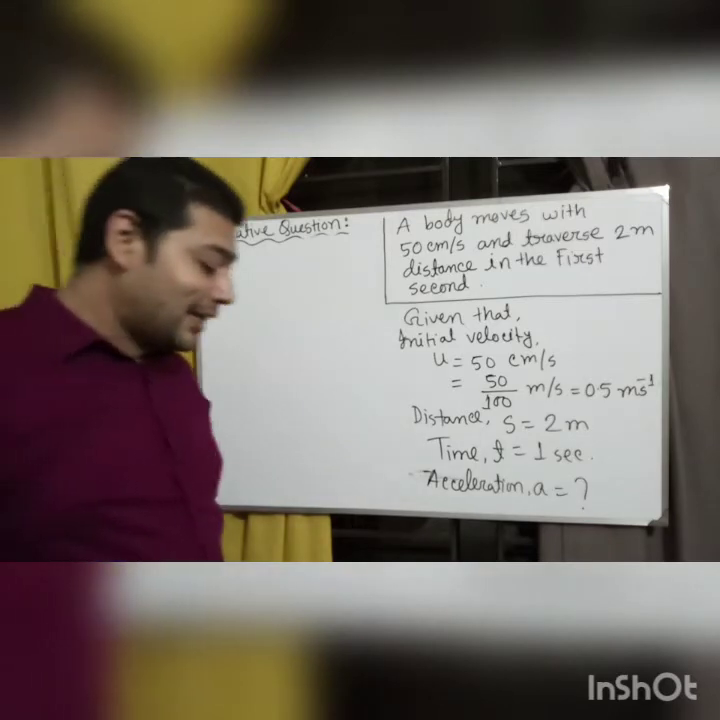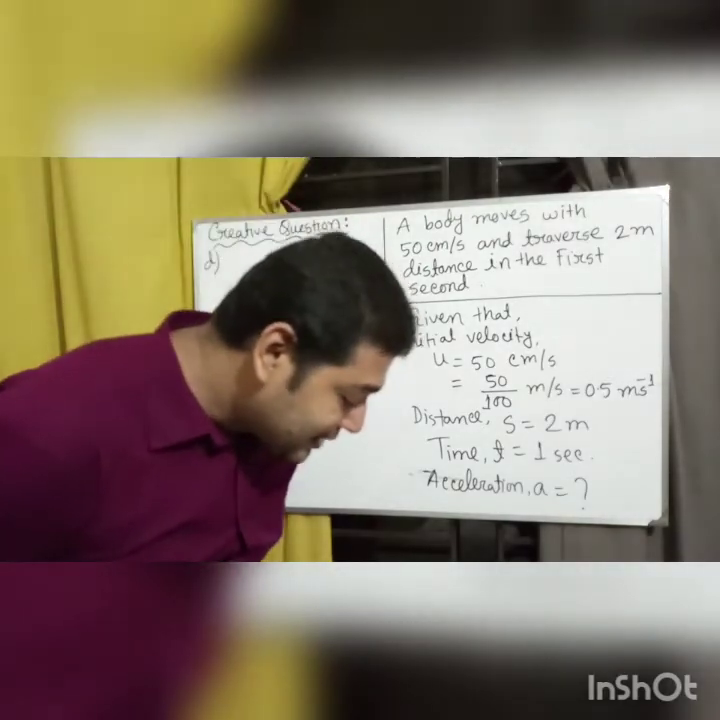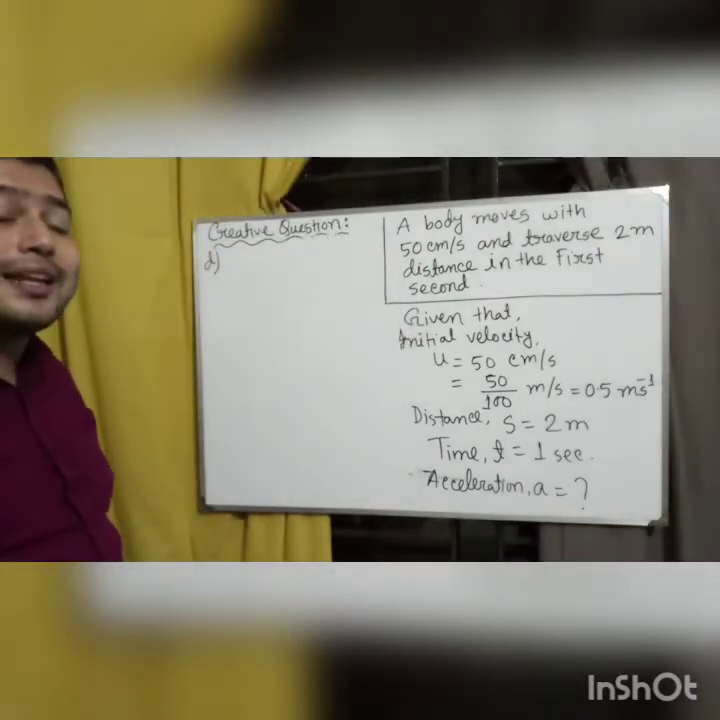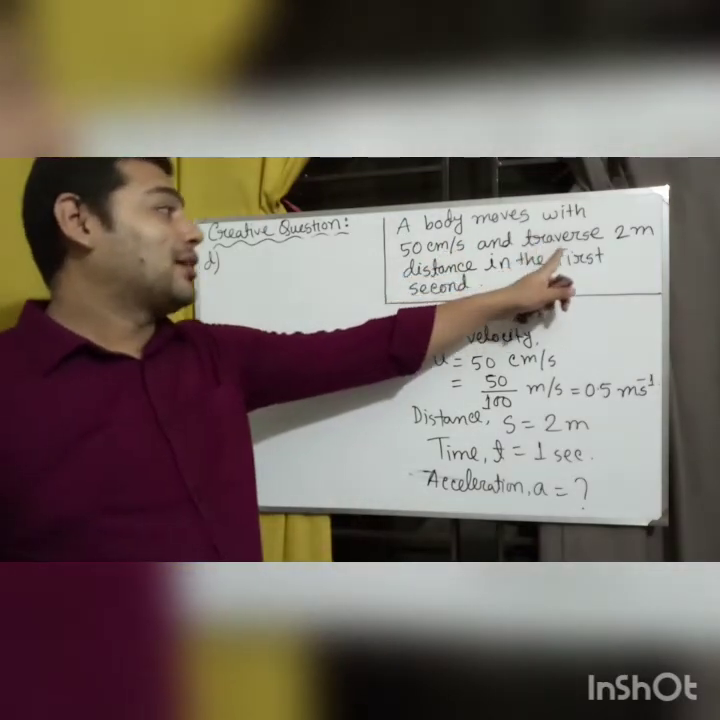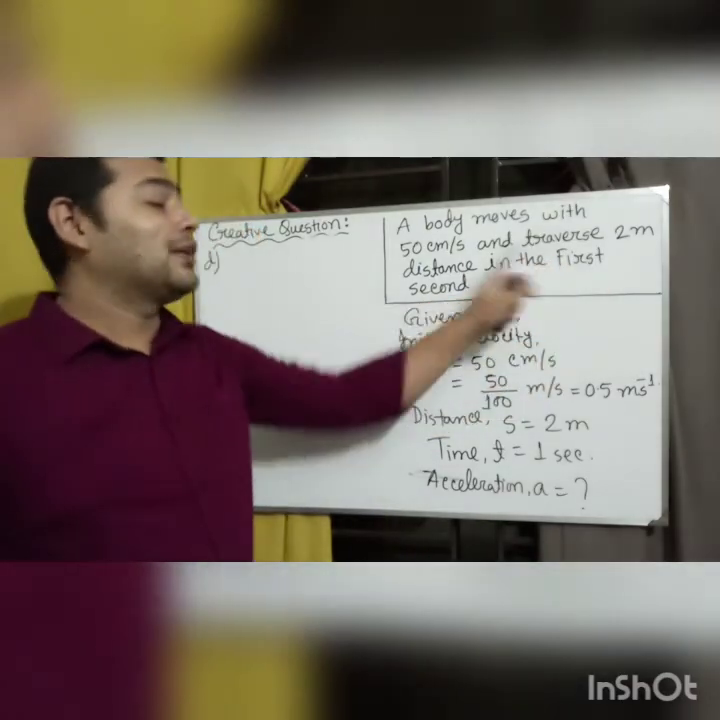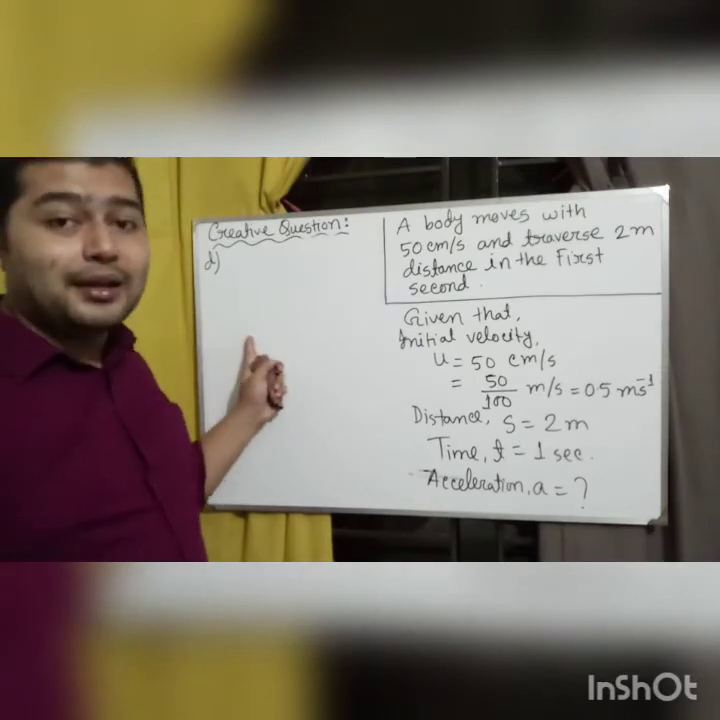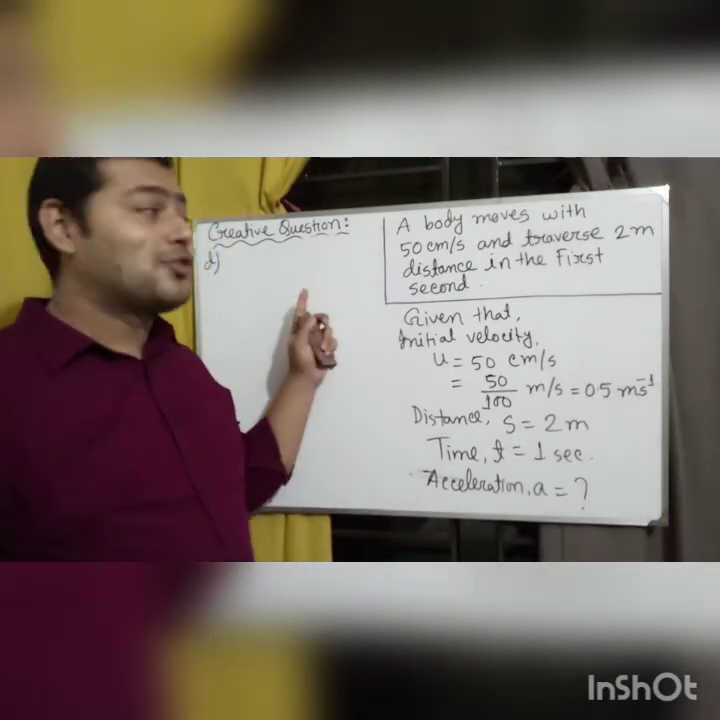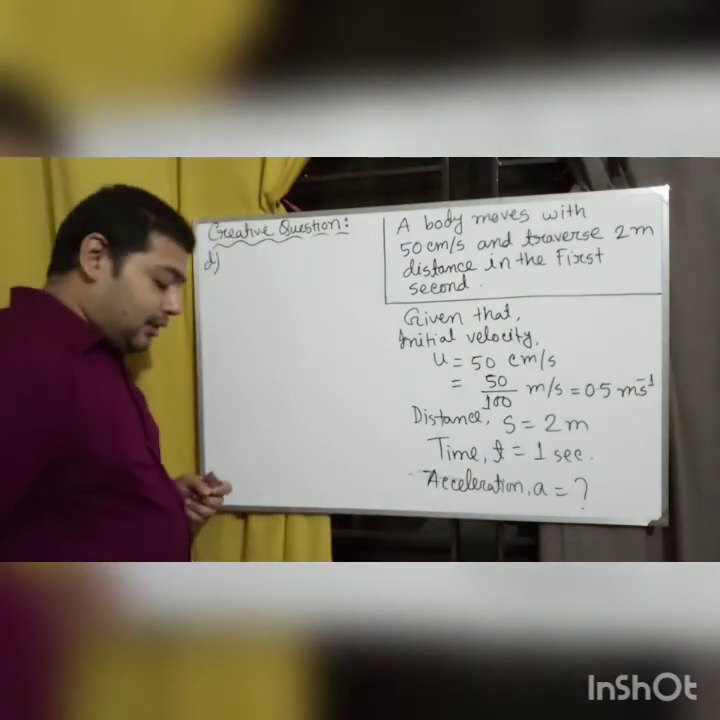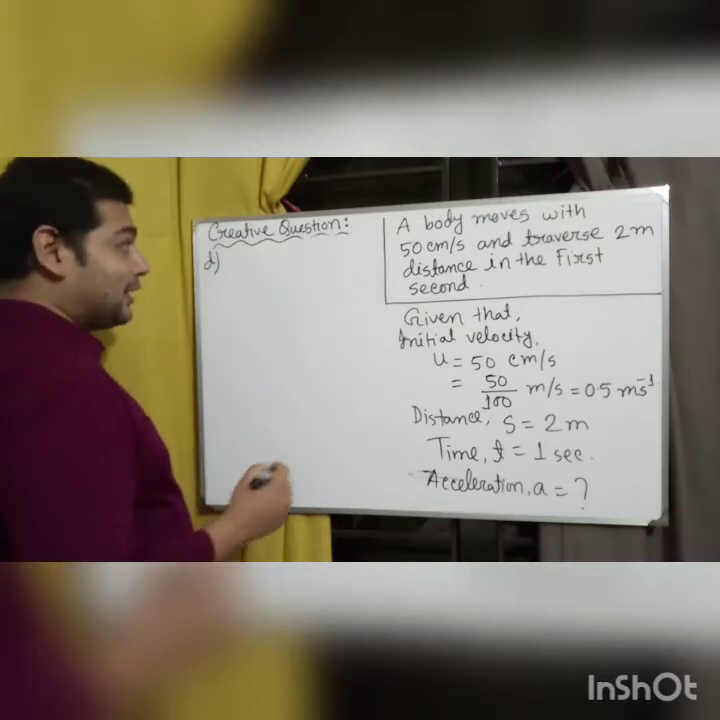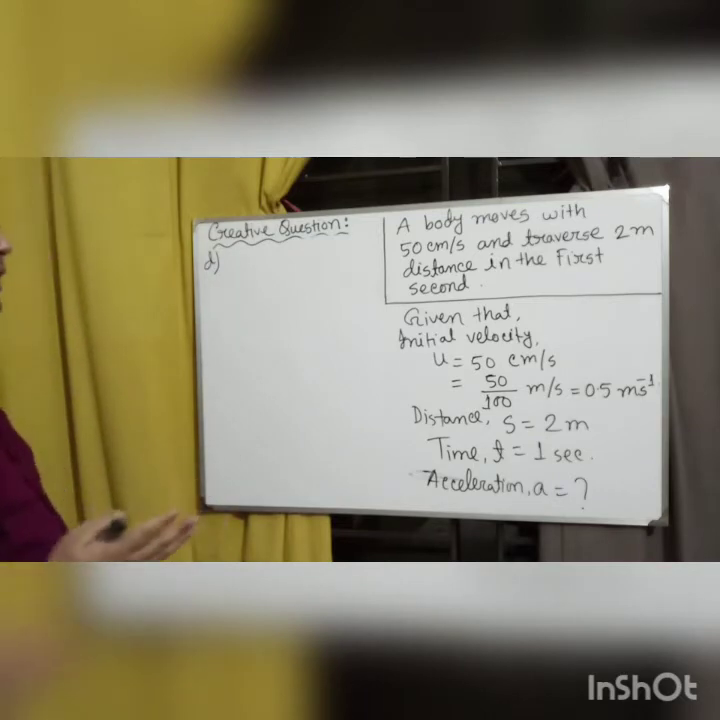Question number D says: explain mathematically how much time it will take to traverse the next 1 meter. Here this body traverses 2 meters in the first second. So in this time we need to determine the time for traveling the next 1 meter. For this we need to solve this math in two parts.